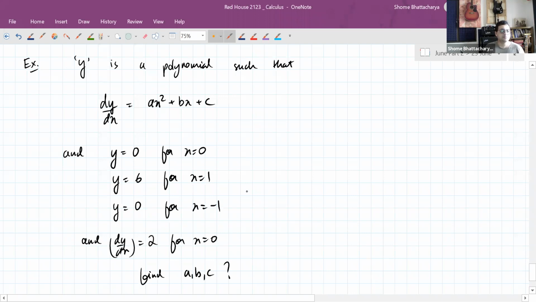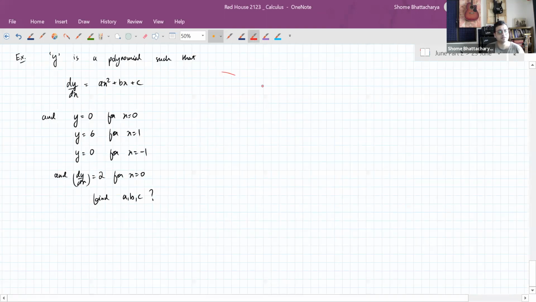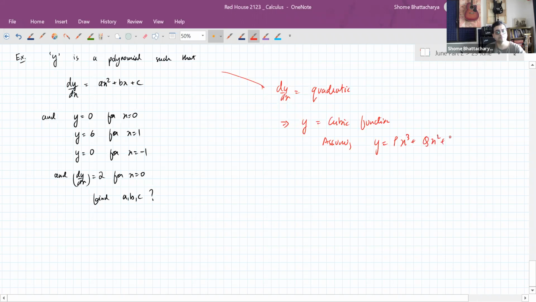Okay. So this type of question we had done at that stage by sort of a backward calculation. Okay, what we had seen there is that dy by dx was a quadratic function. So we had logically understood that that means that y is a cubic function. Okay. It's a polynomial of degree 3. So we assumed y was some kind of cubic function, and then solved further. Okay. Now here today we will do it by a more direct method.